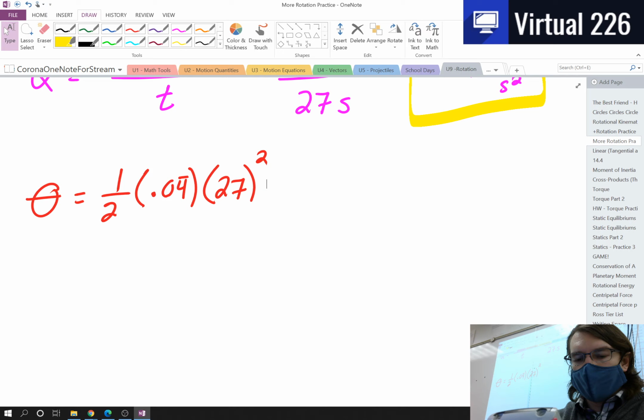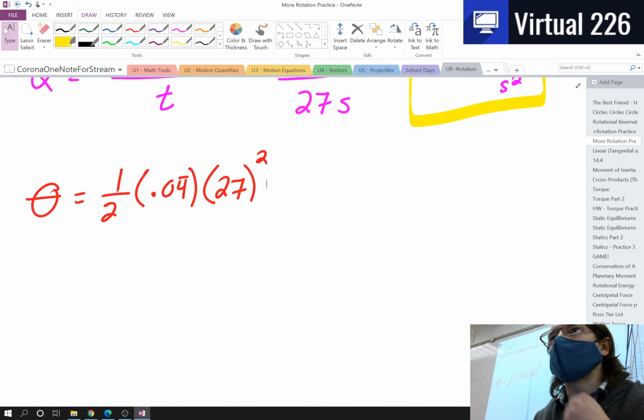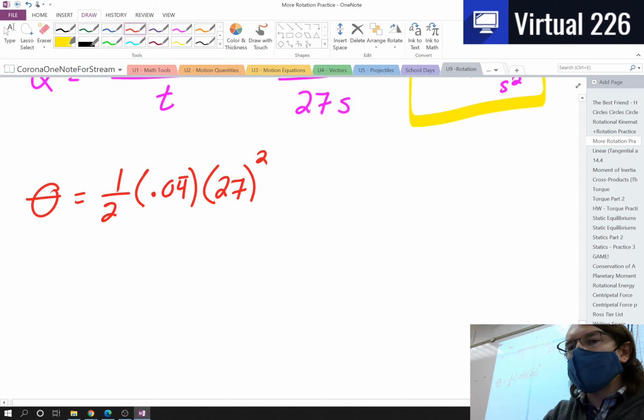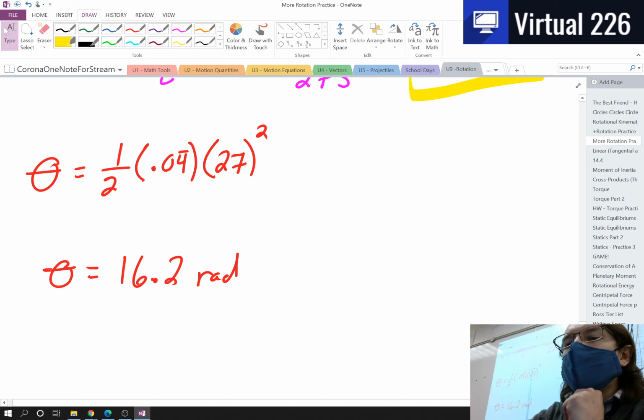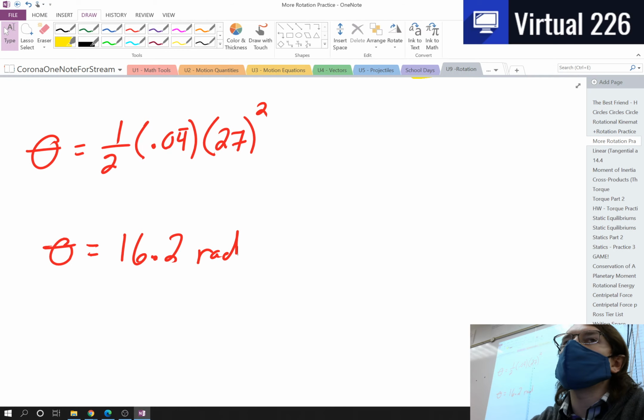If we run this, 27 squared, I like to do the squared first so I don't accidentally mess them up later on. 27 squared is 729 times 0.044444, just throw a few of them in. And then divide that by 2, we get a theta of 16.2 radians. That's our radian value of theta there. Now, we're not looking for radians in this problem. We're looking for complete revolutions, or just how many revolutions here.